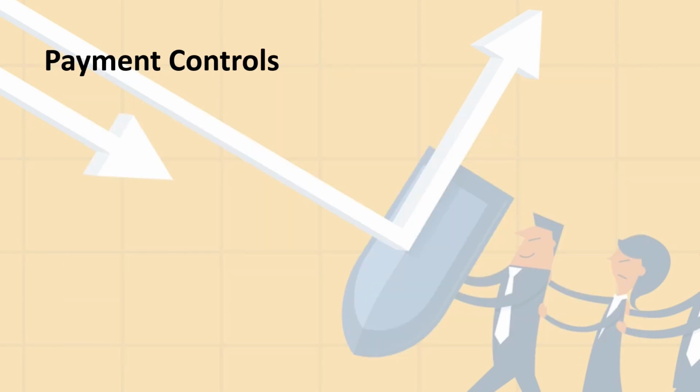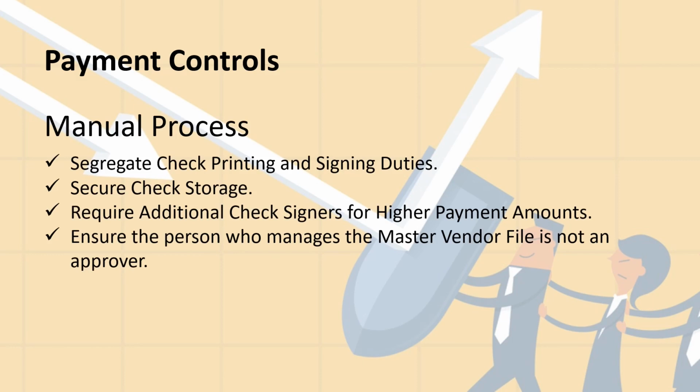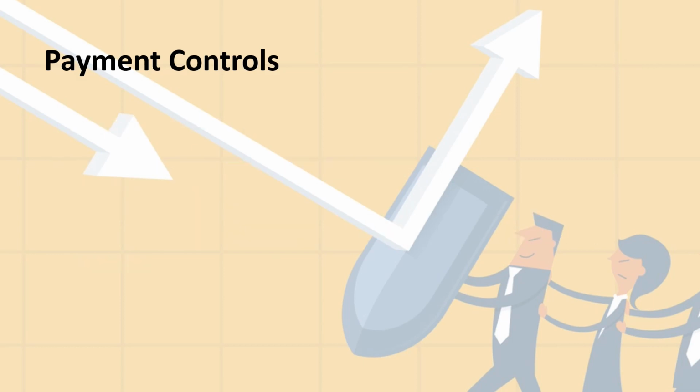The next type of AP internal controls are payment controls. Payment processes are the most fraud-prone aspect of any AP process. In a manual AP process, you'll need to focus on wringing fraud out of the paper check payment process. This includes segregating check printing and signing duties, secure check storage, requiring additional signers for higher payment amounts, and ensuring the person who manages the master vendor file is not an approver.